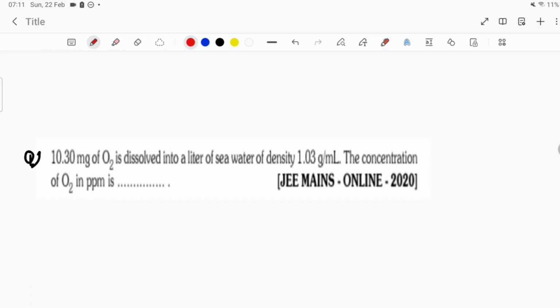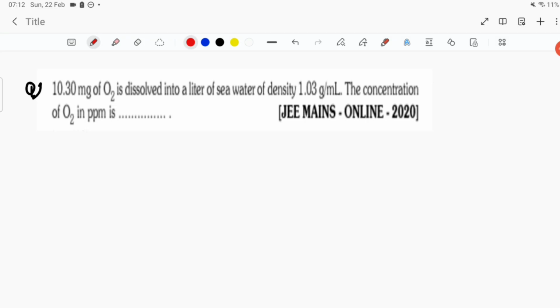Next question. 10.30 milligrams of O2 is dissolved in a liter of sea water of density 1.03 g/ml. Observe the question now. According to the given question, we need to calculate O2 in ppm, parts per million. Here we know the number of ppm is equal to the weight of solute, which is 10.3 milligrams, I am converting into grams, by the weight of solution, seawater of density 1.03.